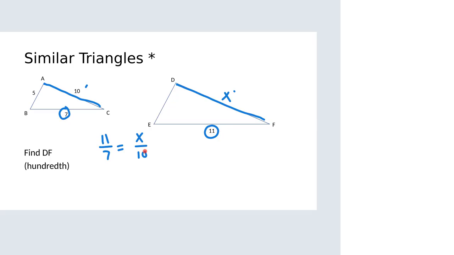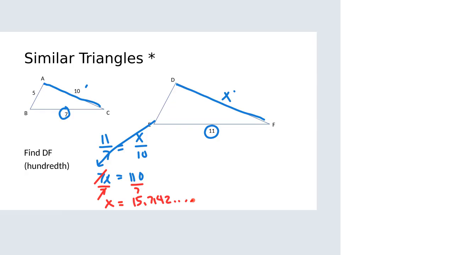Now I have a proportion, and all I need to do is solve it to know how long DF is. We'll cross multiply. x times 7 is 7x. 11 times 10 is 110. In order to get that multiplication to go away, we'll divide. Those 7s will cancel, leaving me x. And on the right-hand side, I have 110 divided by 7 is 15.7142.